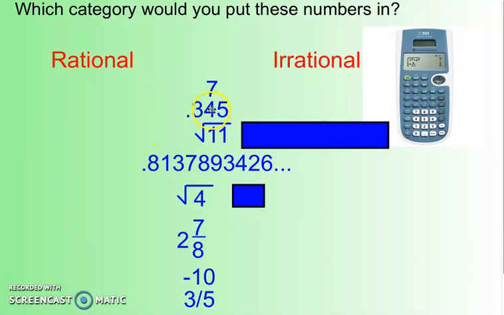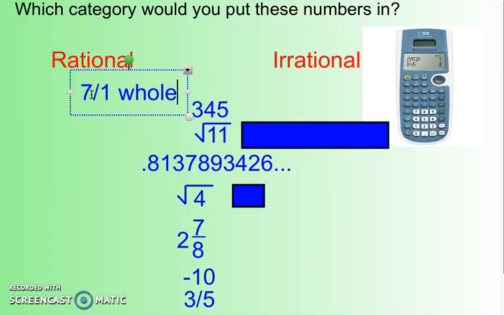So positive 7. Which category would you put this in? Rational or irrational? Yes, I too would put this in the rational category because I can actually take 7 and make it a fraction just by putting it over 1. 7 divided by 1 is still 7. So I just made it a fraction, and so it fits in that category. It is considered a whole number, which is an example of a rational number.